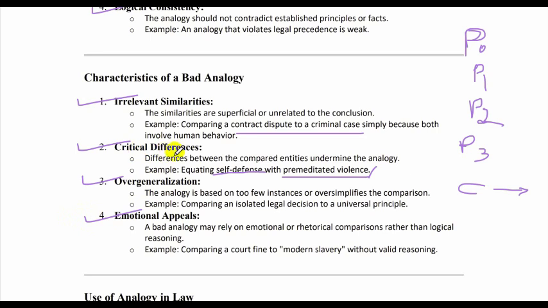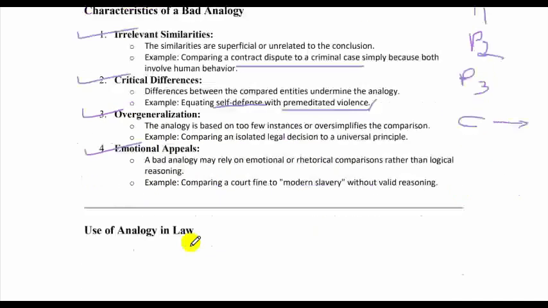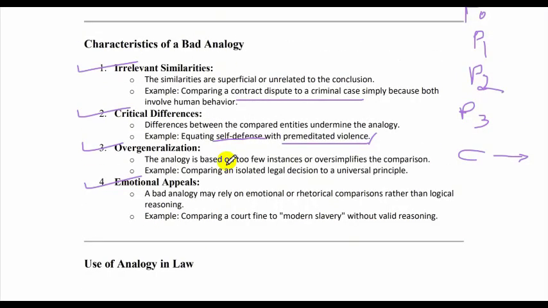Critical differences have to be the least, and the similarities between the propositions or between the individual cases or entities should be strong. So these are the characteristics of a bad analogy.